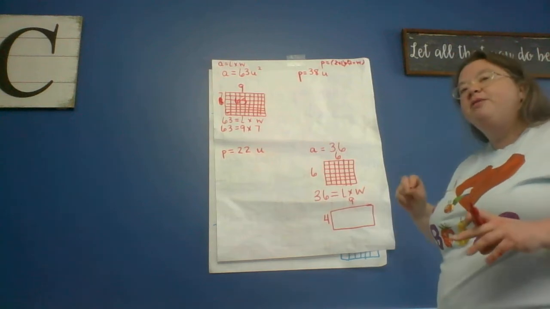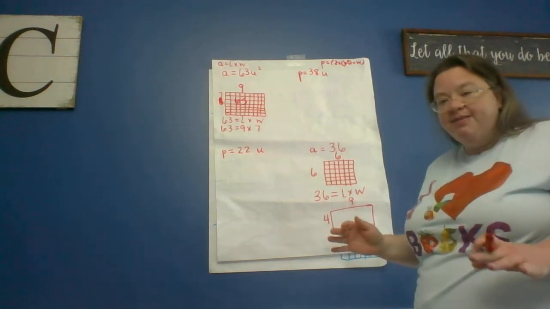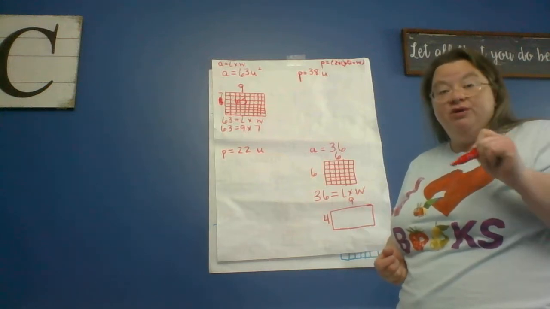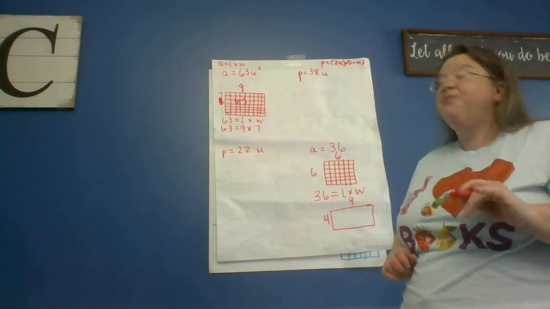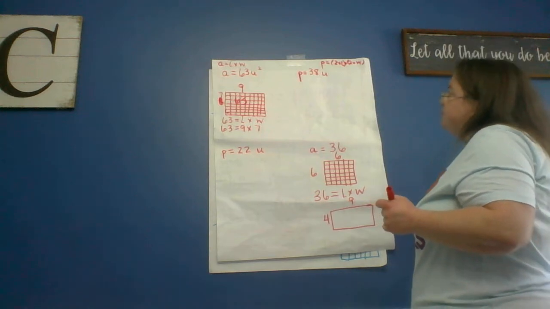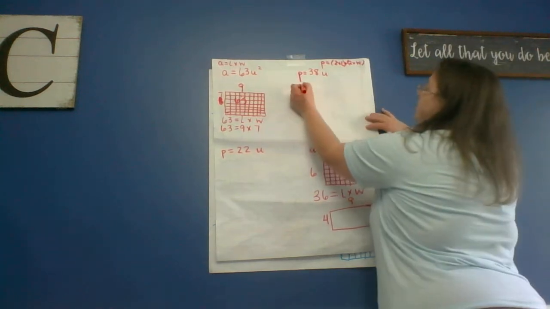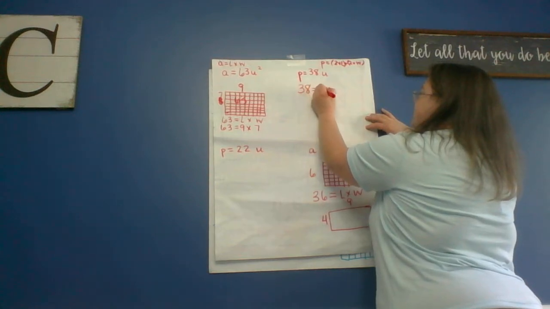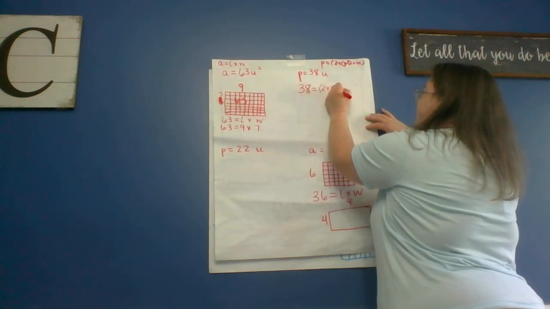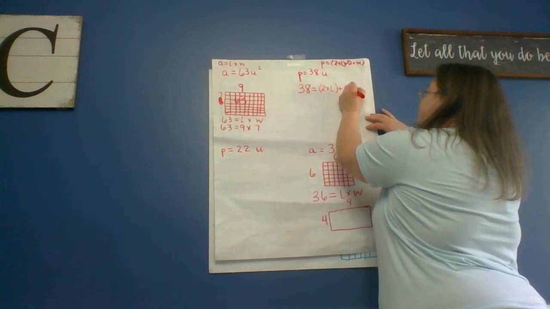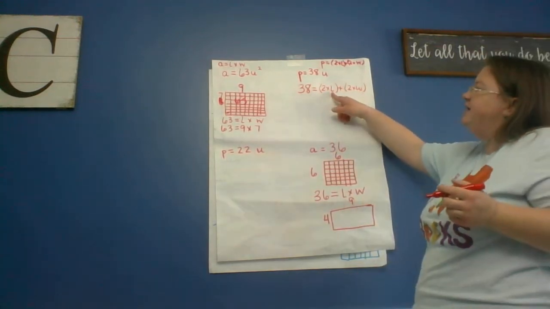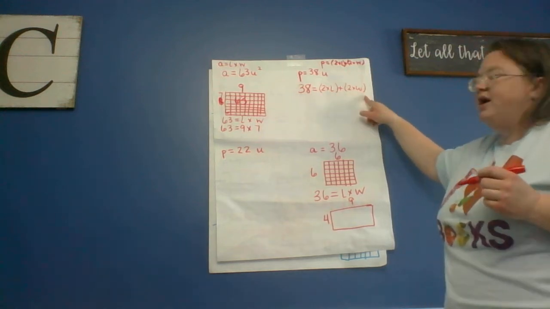Now, the formula might be confusing you. I don't want it to be. If that formula is confusing you, think about it by adding your 4 sides together. That's fine too. So, I know with my formula that the perimeter of 38 is equal to 2 times the length plus 2 times the width. So I've got to figure out what the length is and what the width is.